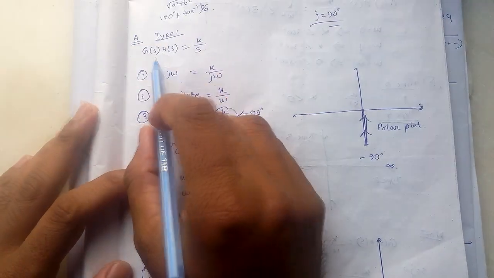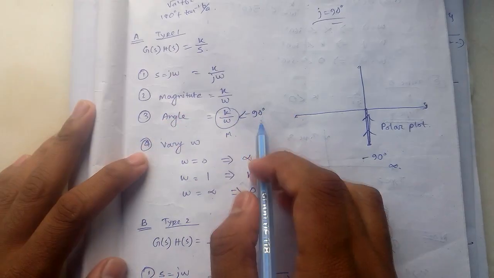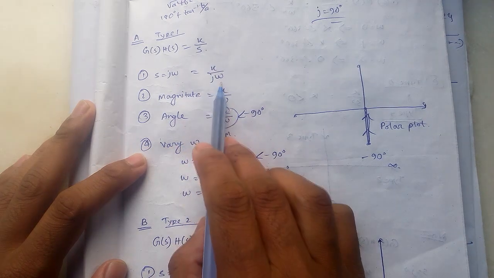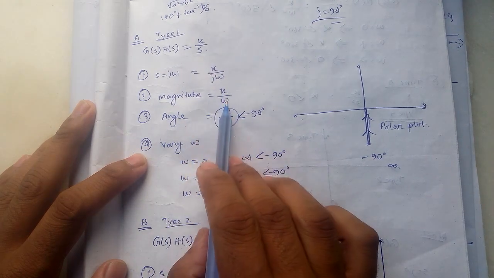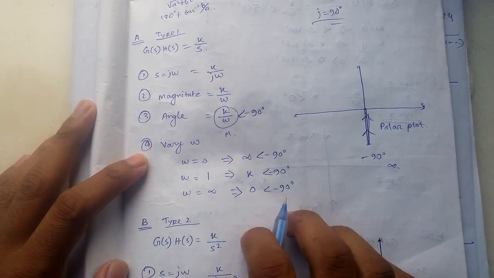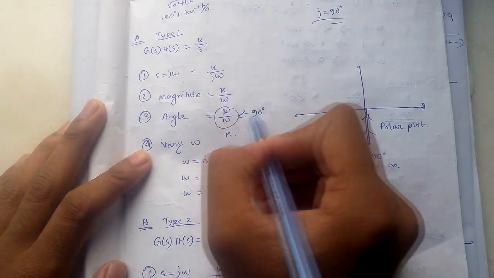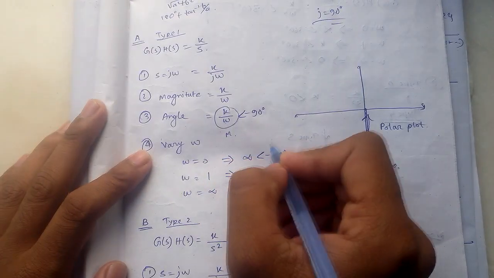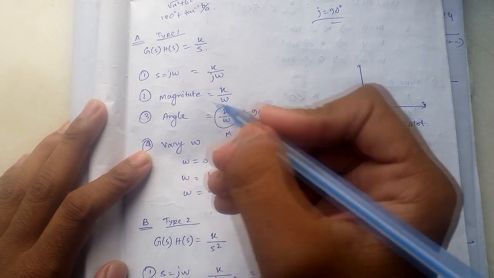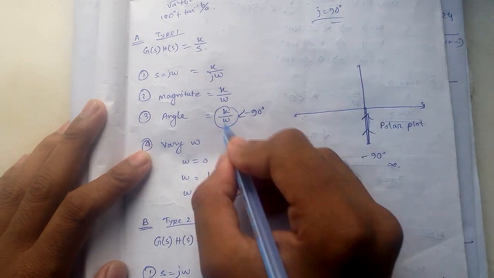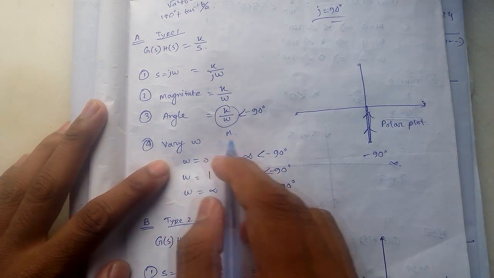Now see that if we are taking a type 1 system, one type 1 system is here, and you can see that if we put s equals to j omega, that will become k by j omega, and the magnitude will become k by omega only, and the angle will become minus 90 degree. Okay, so why minus 90 degree? For every value of omega there will be minus 90 degree. If there is omega square or something, then it will be minus 180 degree.